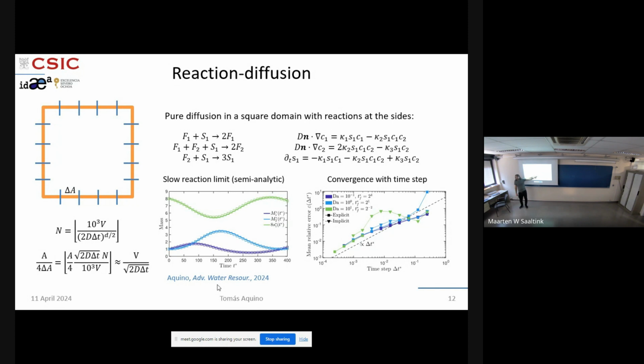Getting total masses is really easy with Lagrangian methods. Getting good resolution on concentrations can be more challenging. You might need more particles. So depending on what you're doing, you might be better off with the Eulerian or Lagrangian.